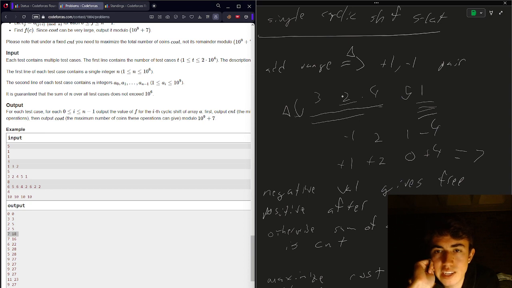So I guess the greedy strategy is what? When I go through, it's actually good to pair a plus with the closest, or a minus with the closest plus.